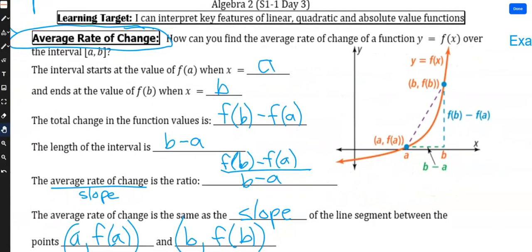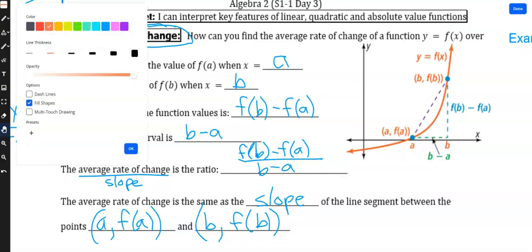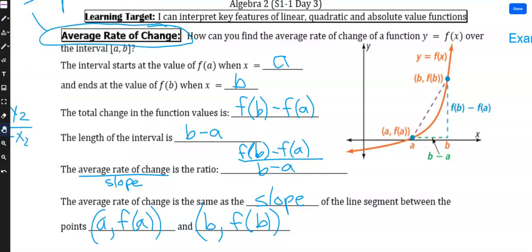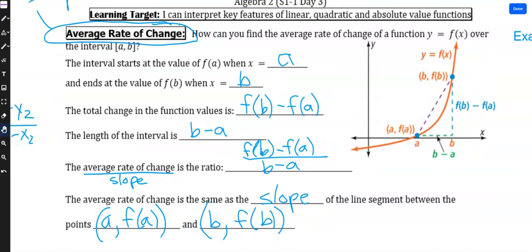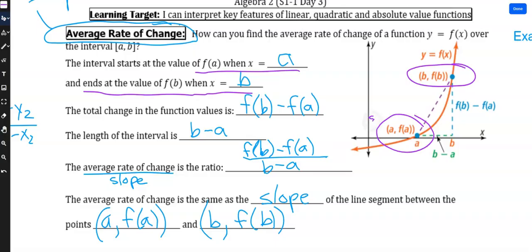Now, I'm going to walk through these notes with you. So don't get all panicky on me because it looks a little weird here. So the interval starts at the value f of a when the x value is a. That would be down here. It ends at f of b when x is b, up here. So this is the start, and this is the end. Okay? So it's just like they're giving me two coordinates on that particular graph.